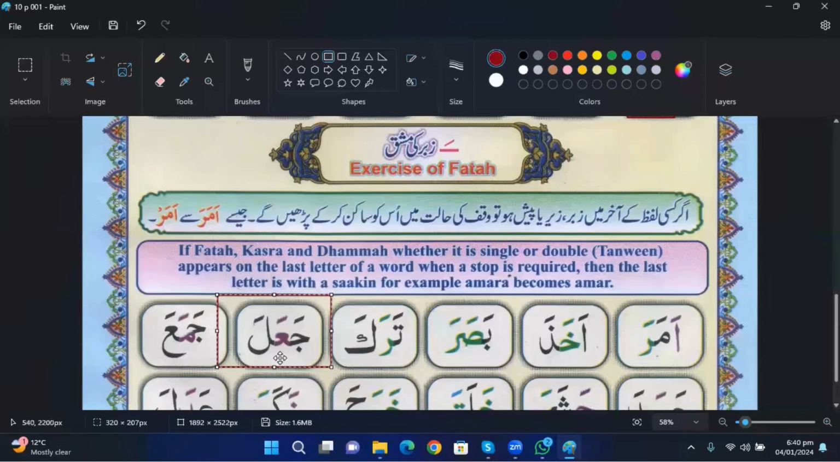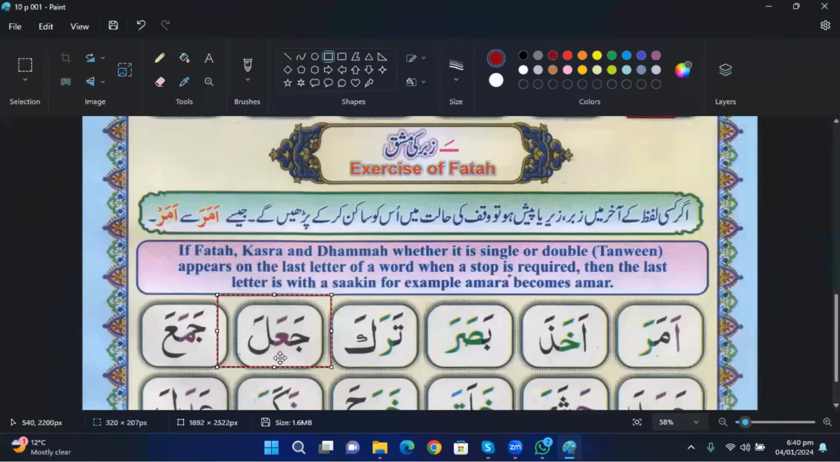On page number 11, we will read about how we need to stop over kasra and damma. Again, you can open it on pen, select the color from here. Here you can choose the shape. And let's do the exercise of kasra.